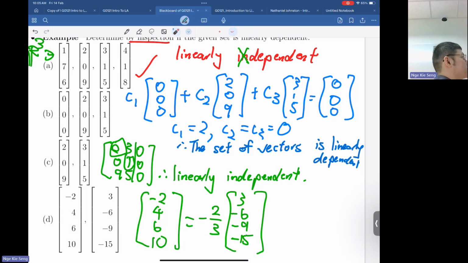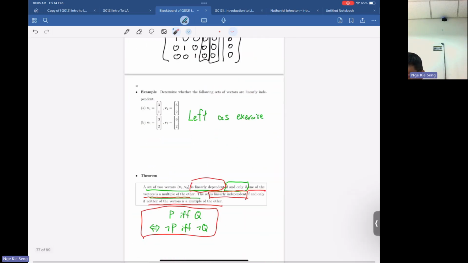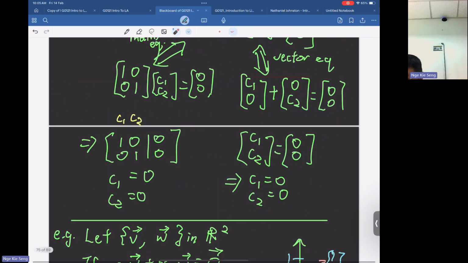Randomly choose. Yeah, the point here is you can randomly choose. Not just randomly choose, you can choose a non-zero one. Randomly, yes, randomly. Why can you do it randomly? I mean, why is it enough to do it randomly? Because the definition here says what?